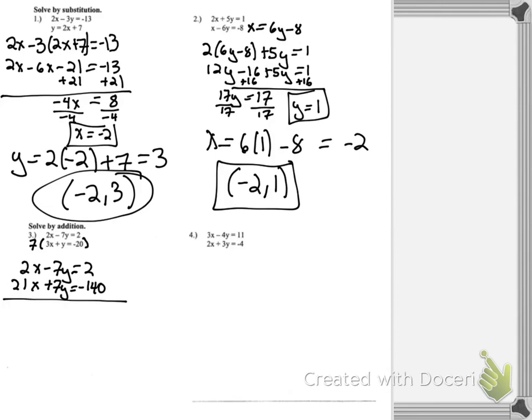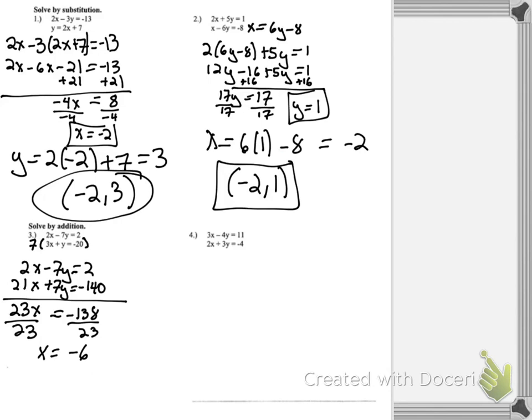We're going to combine our like terms. We get 23x. The 7y's are eliminated. And we end up with negative 138. Divide by 23. x equals negative 6. Now we're going to take that negative 6 and we're going to substitute it back into one of the equations.